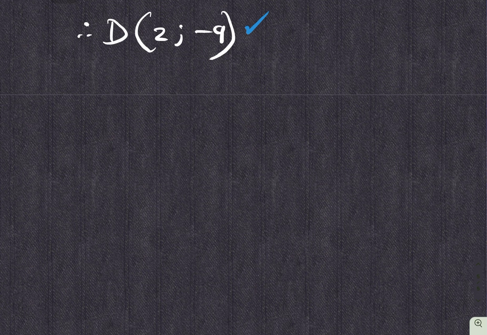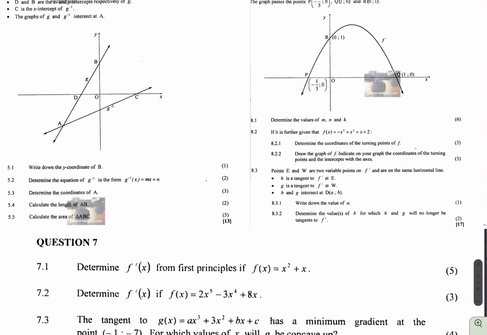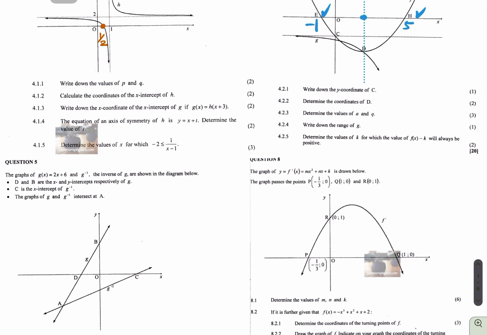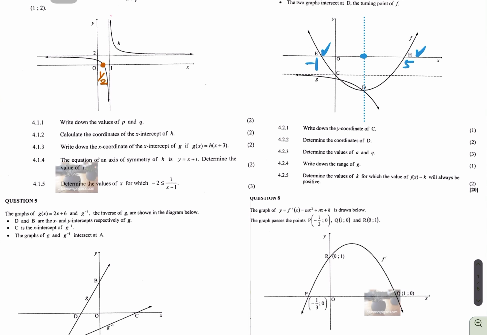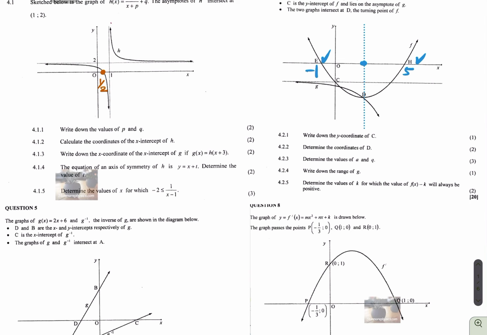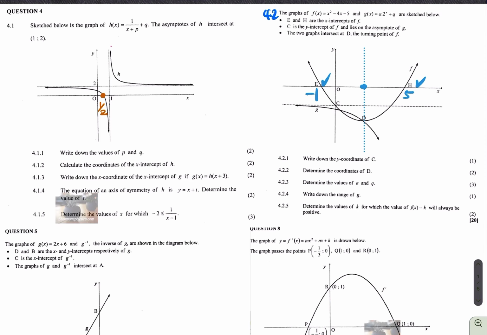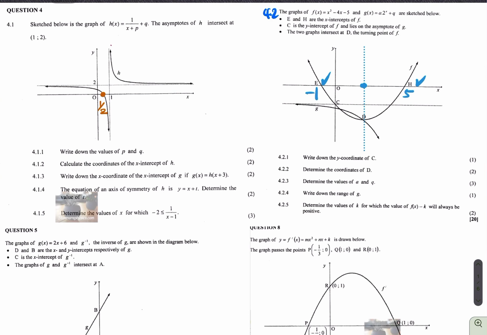We are now going to 4.2.3. What are they looking for then, guys? Let's check quickly. Determine the values of a and q. If you check, a basically dilates or compresses the graph itself, and then q is the horizontal asymptote of g, which at the same time gives you the range.